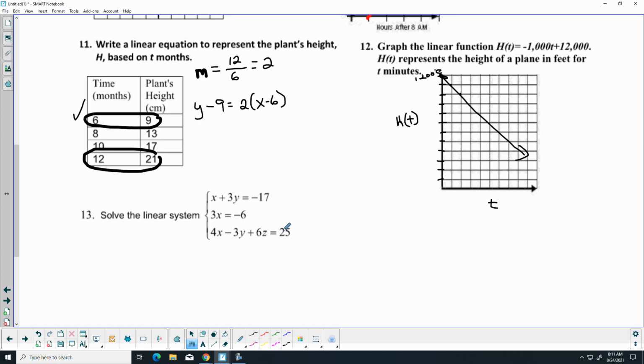Solve the system. Start with the middle one. X is going to be negative 2. Then I would go to the top one. Negative 2 plus 3y equals negative 17. I would add 2, divide by 3, and you get y is negative 5.